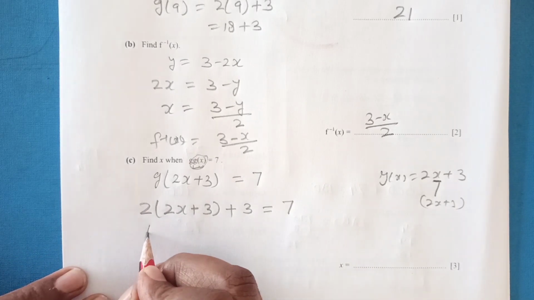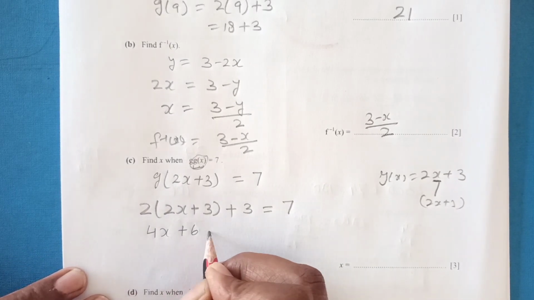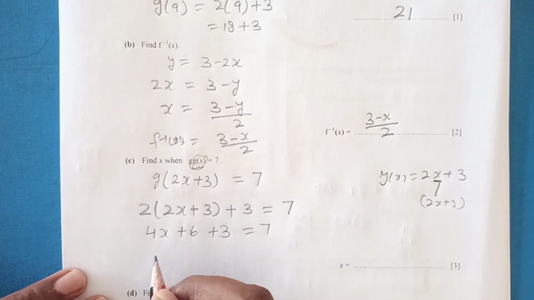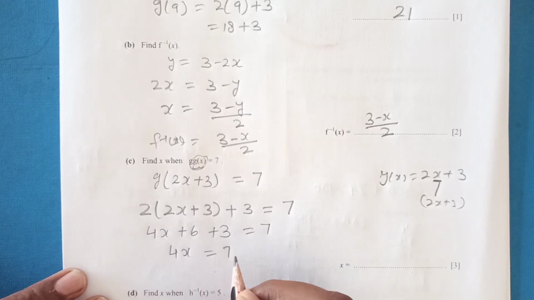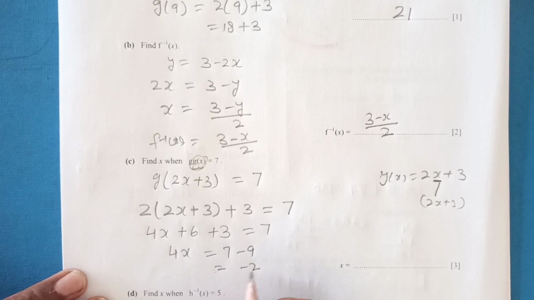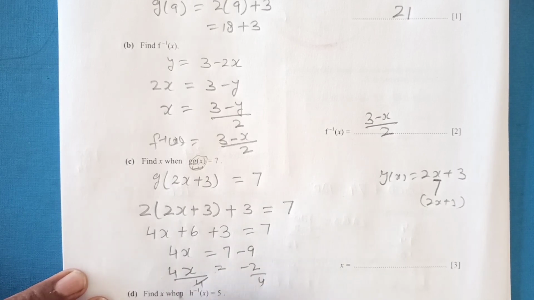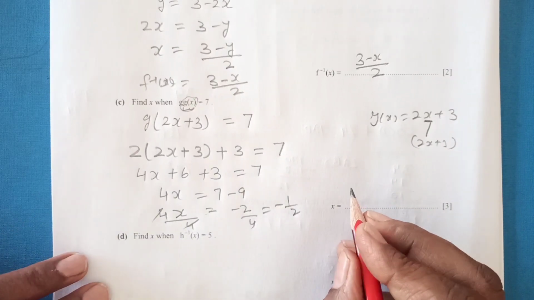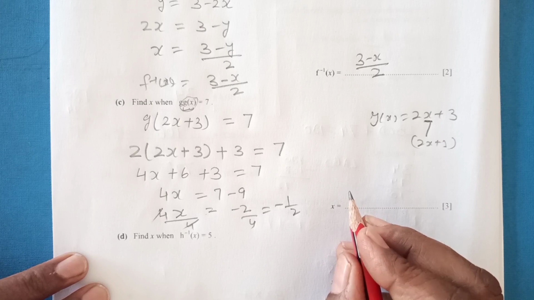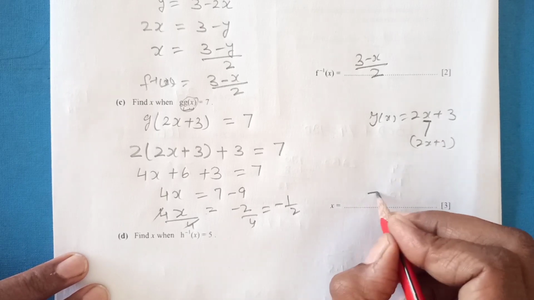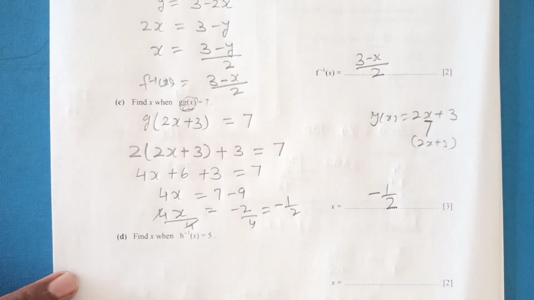So expand it now: 4x plus 6 plus 3 equals 7, so 4x equals 7 minus 9, which is negative 2. 4x, divide by 4, divide by 4. So this is minus 1 over 2. So it will be minus 1 over 2, right?